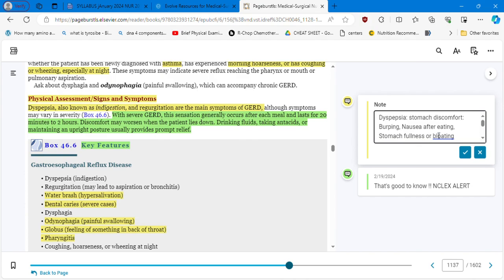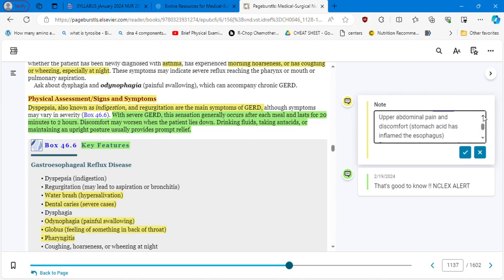Burping, nausea after eating, stomach fullness or bloating, upper abdominal pain and discomfort, stomach acid has inflamed the esophagus, and regurgitation is the sensation of acid backing up into the throat or mouth.